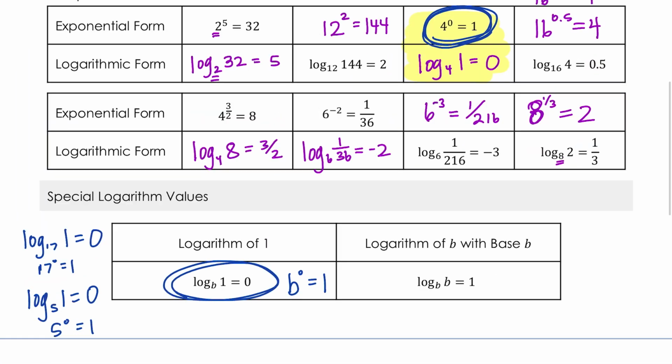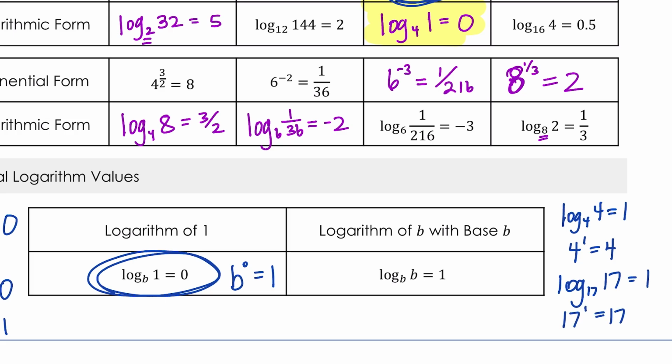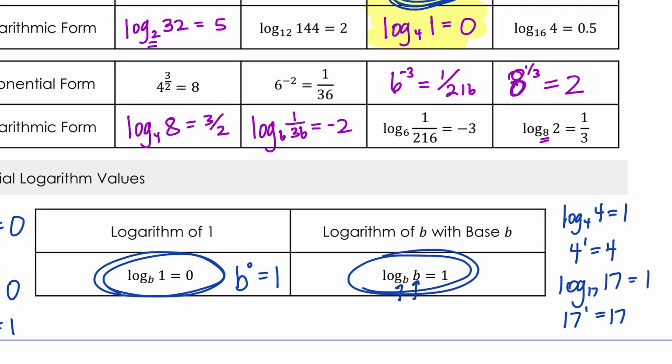Okay. And then this one, log base b of b equals 1. I don't know if we saw any examples of it, but it'd be about like log base 4 of 4 equals 1. Because what we're saying is 4 to the 1st power equals 4. So log base 17 of 17 equals 1. 17 to the 1st power equals 17. So this is like another rule. If your base and your argument, the thing you're taking the logarithm of, are the same, you're going to get 1 as your answer. Okay.